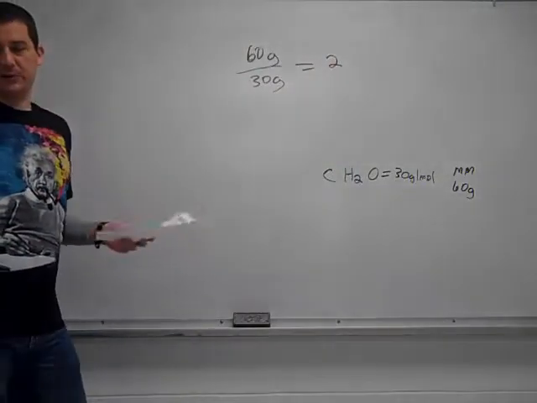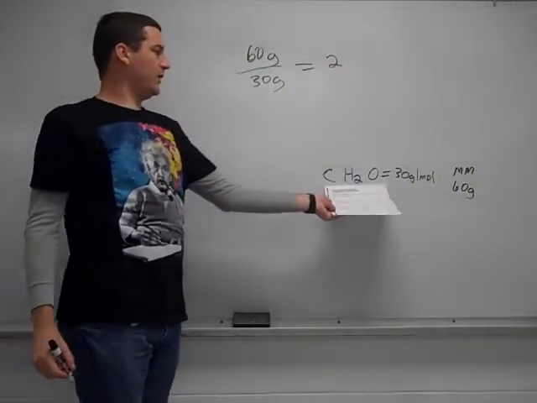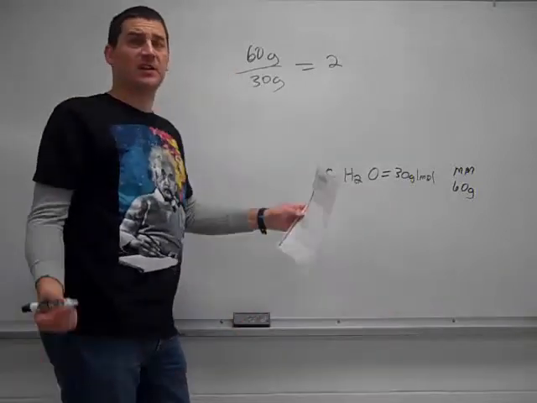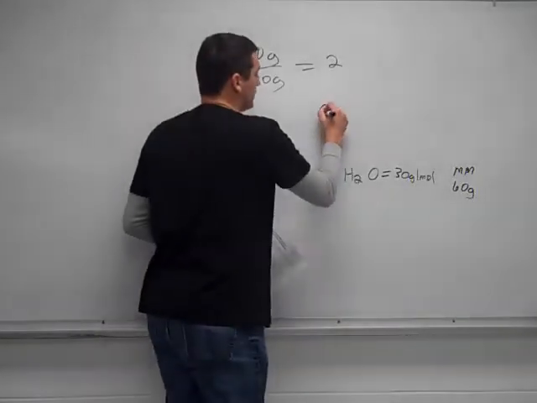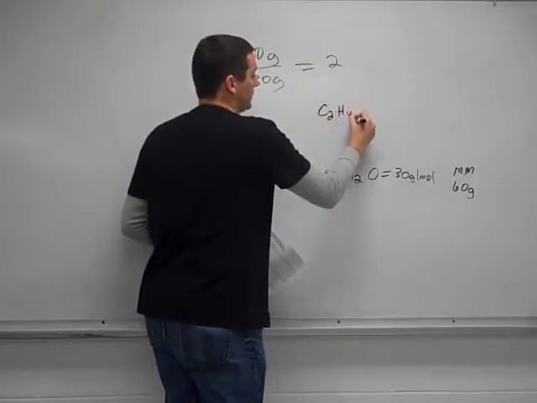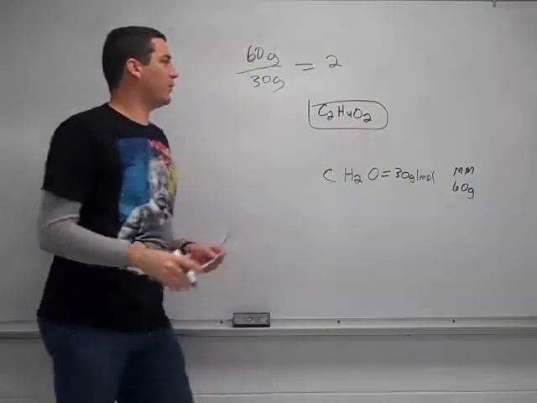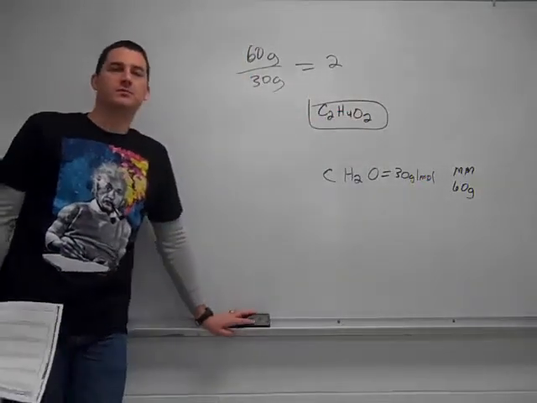So what that means is we're going to multiply everything here, all of our subscripts, by 2. Remember, if there's not a subscript listed, assume that it's 1. So we would do C2, H times 2 is 4. That gives us our molecular formula of C2H4O2.